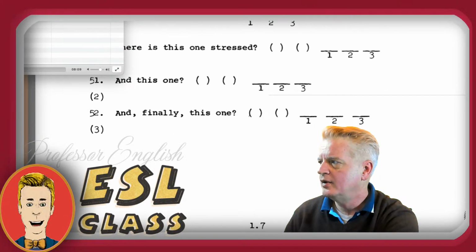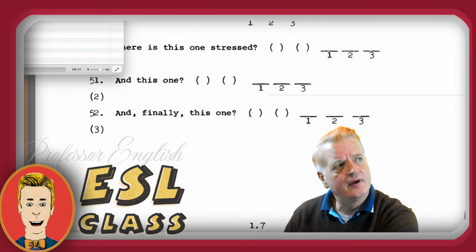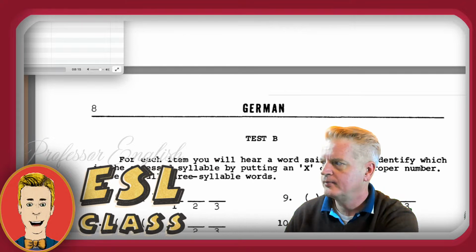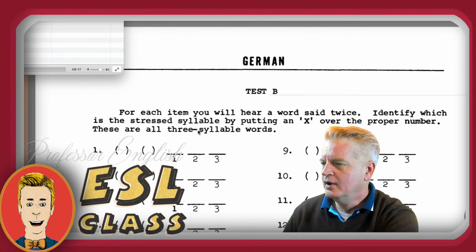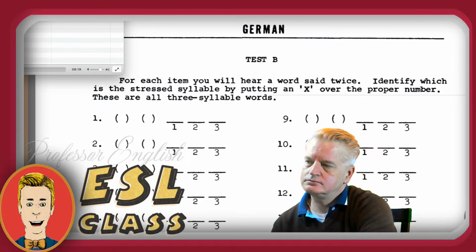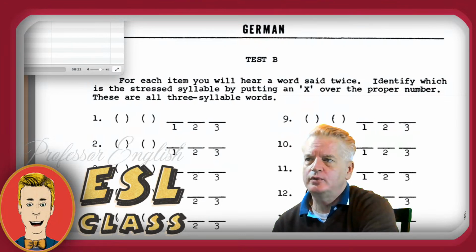52. Telefon. Telephone. That sounds like the third. Page 8. Test B. 1. Autobus. Autobus. That seems like the first.